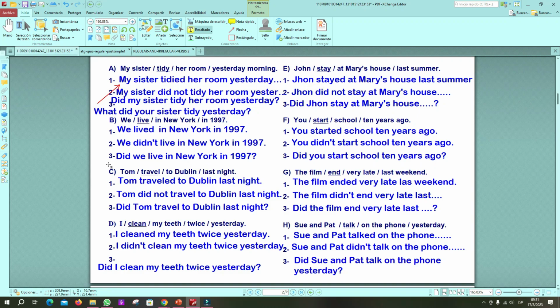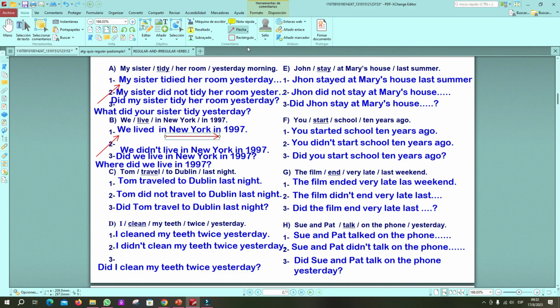So, what about this one? Did we live in New York? So, where did we live, for example? In New York. Where did we live in 1997, for example? Where did we live in 1997? We lived in New York. Here you have the answer, right? In New York, right? In 1997. Okay? Okay, good, teacher.